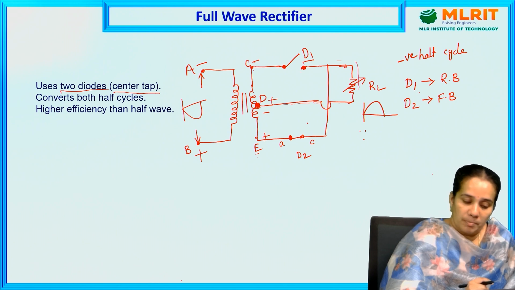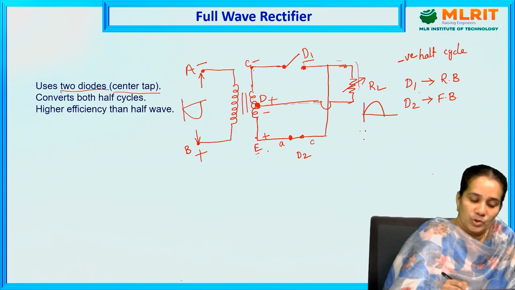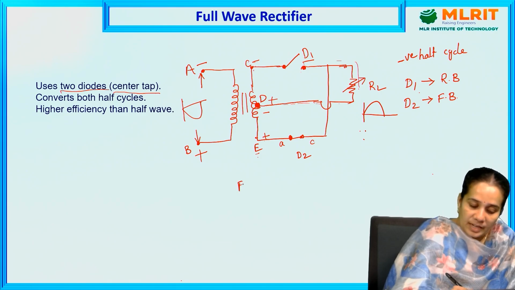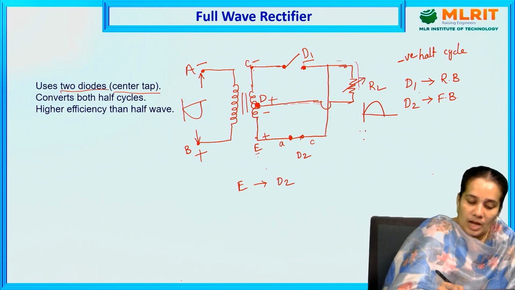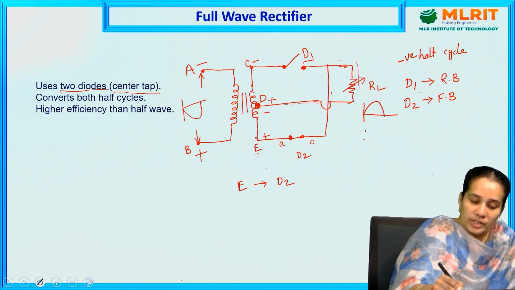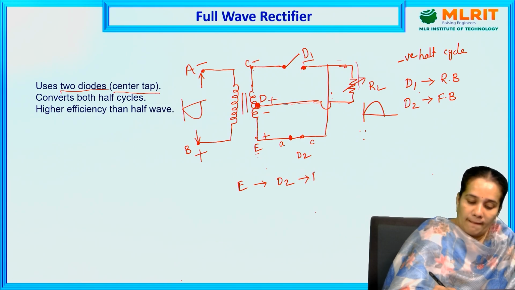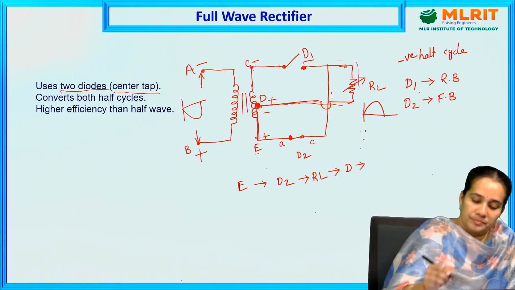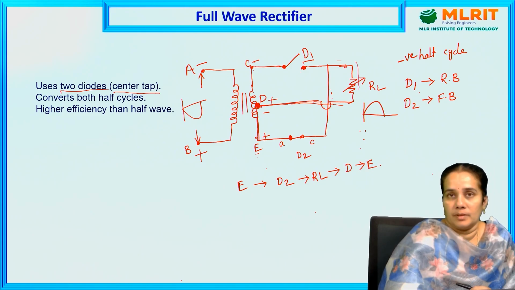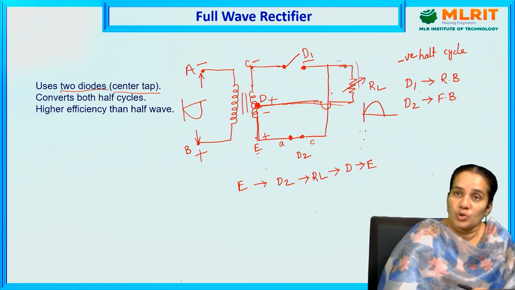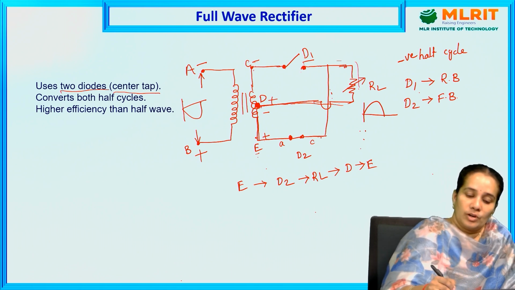Now see what the path here is. The current will flow from E to diode D2, and from diode D2 to the load resistance RL, and from the load resistance RL to the terminal D, and D to E. This is the path. So here the circuit will become a closed circuit, and here the voltage will also become reversed.